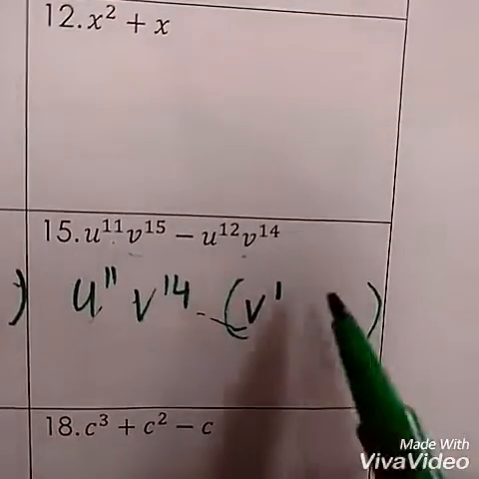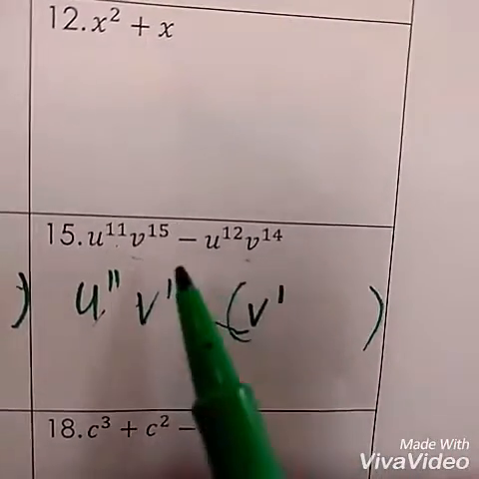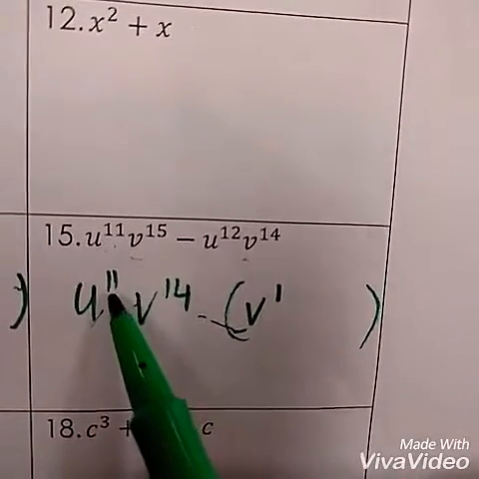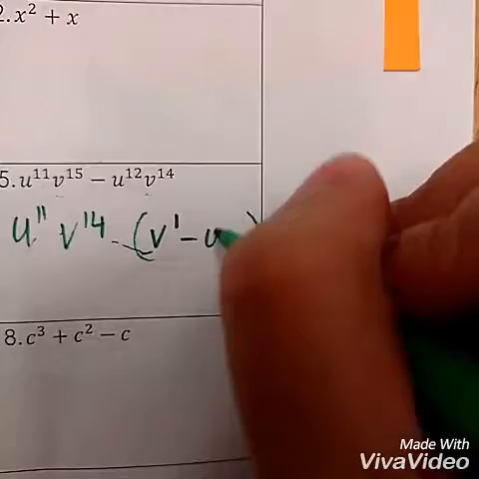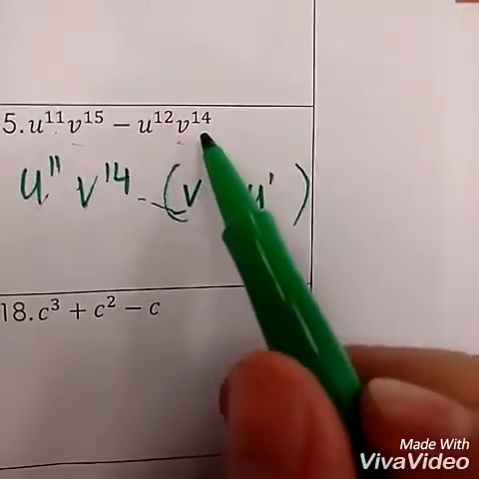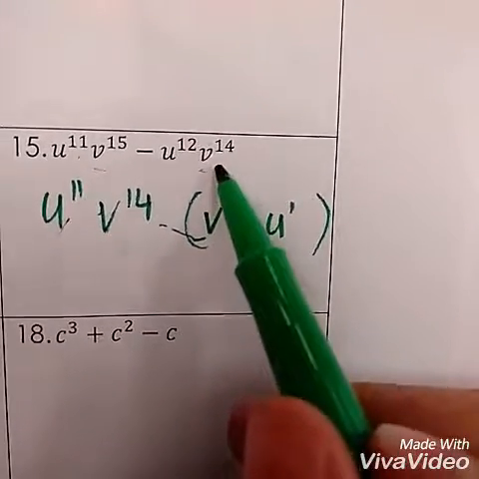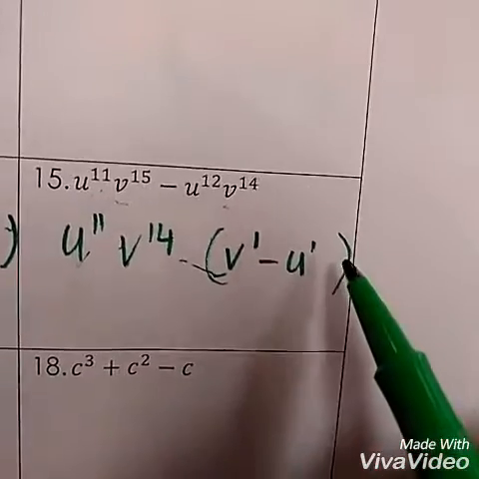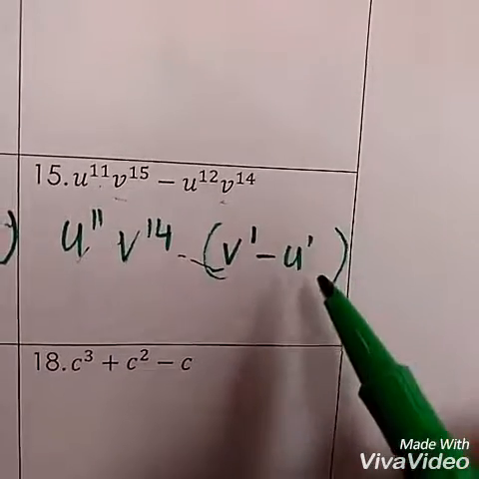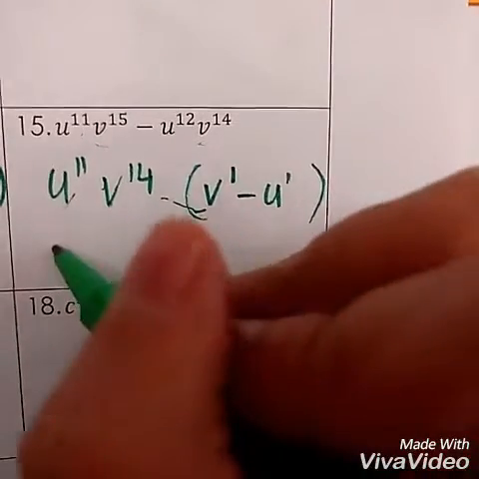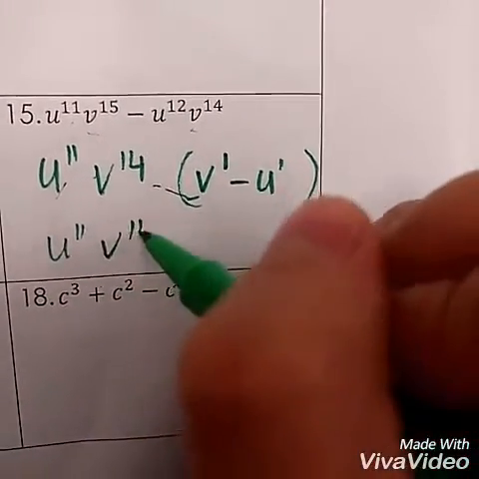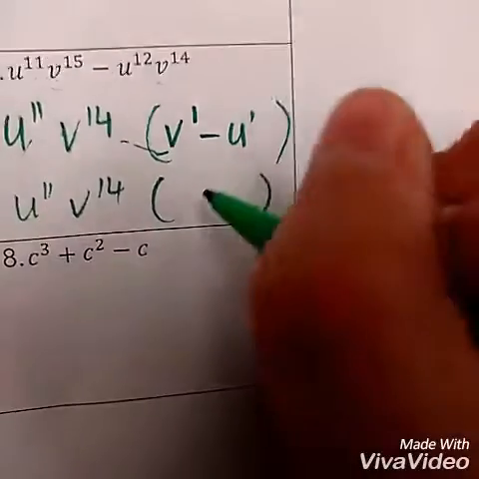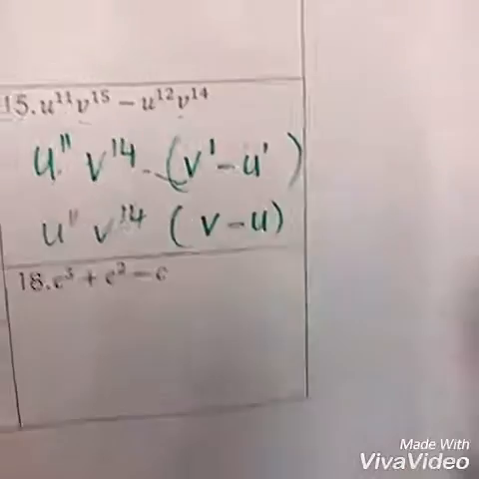Same thing for the second term right here. I have u to the 12, but I used u to the 11, so I have u to the 1 left. Now, originally I'm starting with v to the 14, and I take out completely v to the 14, which means I don't have any v left right here. And this one you can write a little bit nicer. We know that 1 is not necessary to write, so we're just going to write v minus u like that.